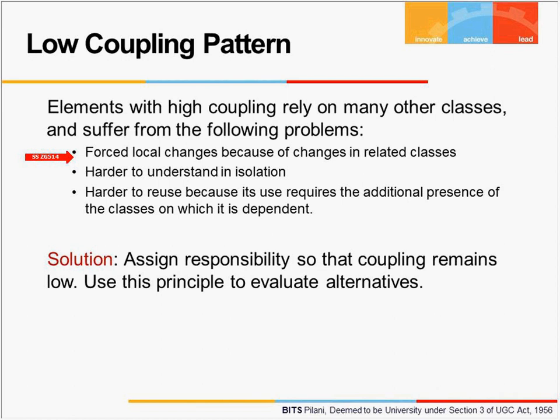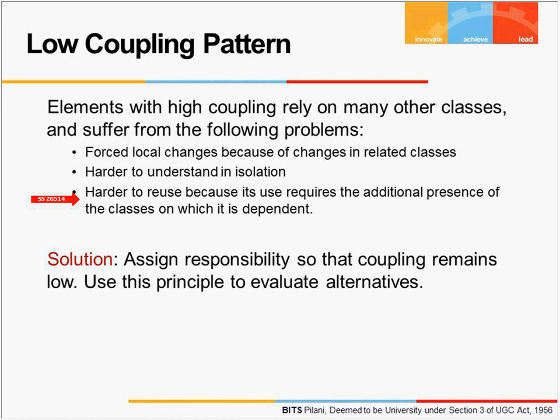The second problem that a high coupling system might have is that it is harder to understand in isolation. It is harder to understand what a particular class is doing in isolation. It makes sense only when it operates with those n different classes. Similarly, it is harder to reuse because it requires the additional presence of the classes on which it is dependent.